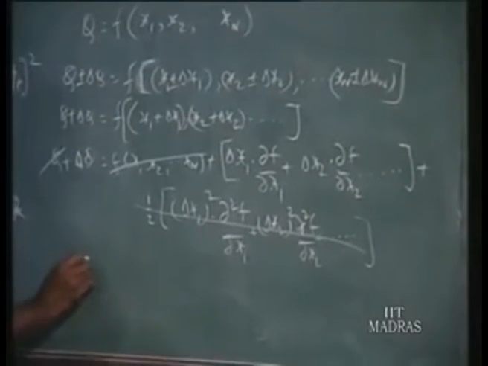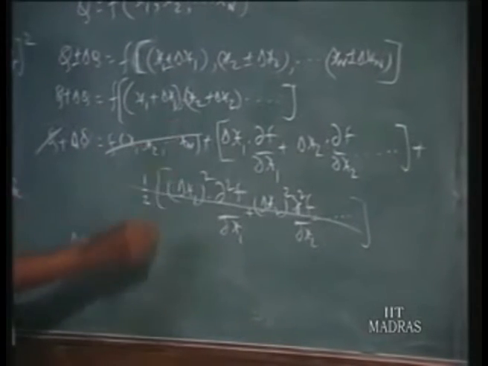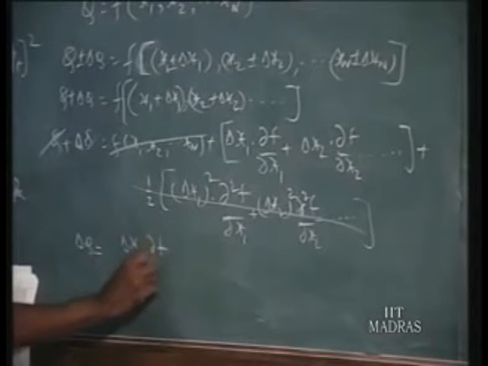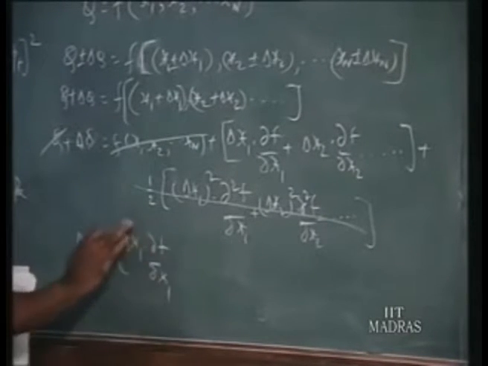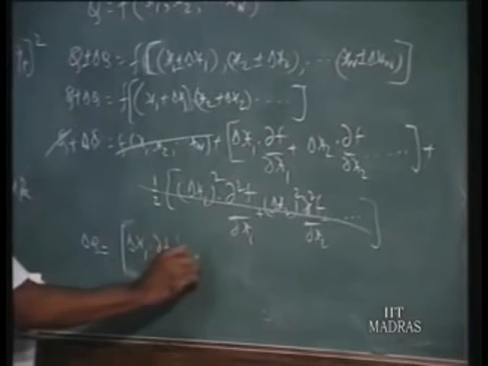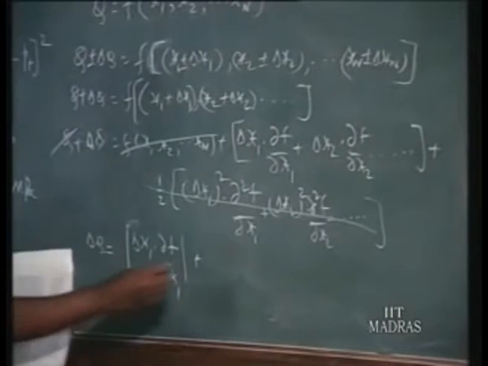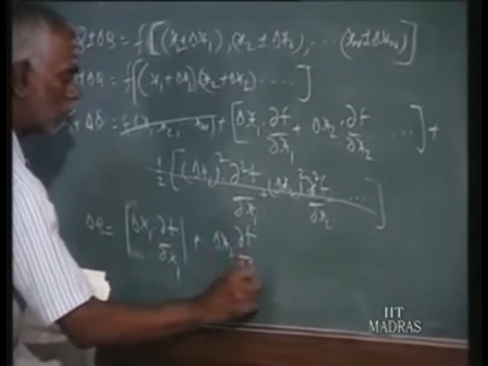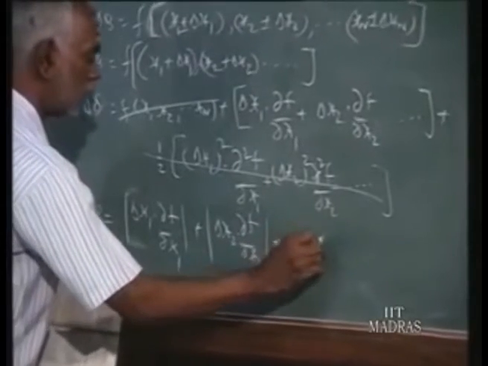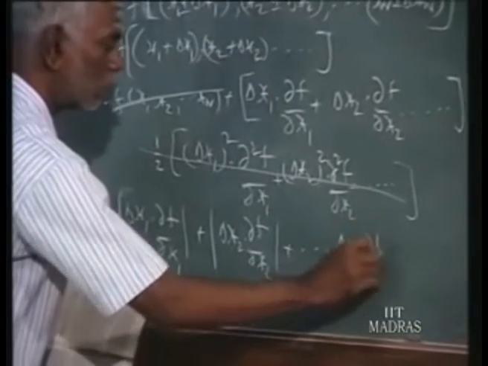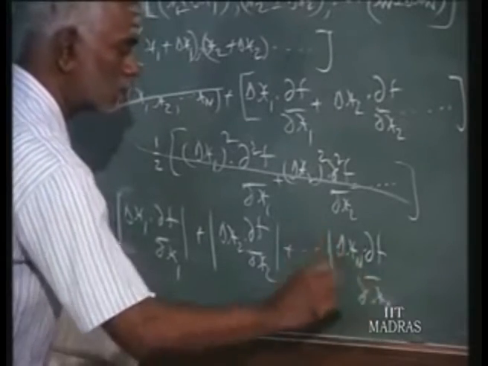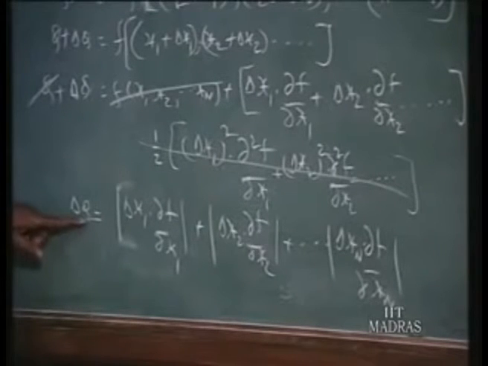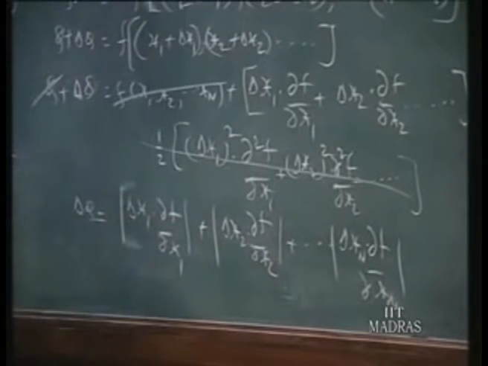Finally, considering only the magnitude of each term, delta q is equal to mod of delta x1 into dou f by dou x1, because for the total error we consider only the magnitude, plus mod of delta x2 into dou f by dou x2, and plus like that up to dou xn. So n instruments, dou f by dou xn. This is the total error, that is the error in the computed value obtained from the n individual measurements.